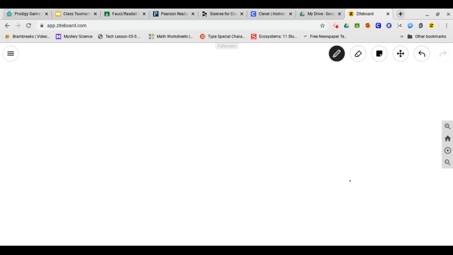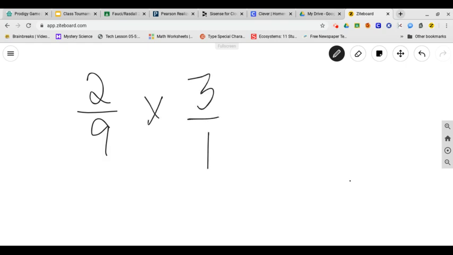Okay, let's do, I think I have time for one more. 2/9 times 3. Top times top, 2 times 3 is 6. 9 times 1 is 9. Done. Easy. Don't have to do any division right there. I know that's 6/9. I could reduce that if I wanted to divide them both by 3 and get to 2/3.